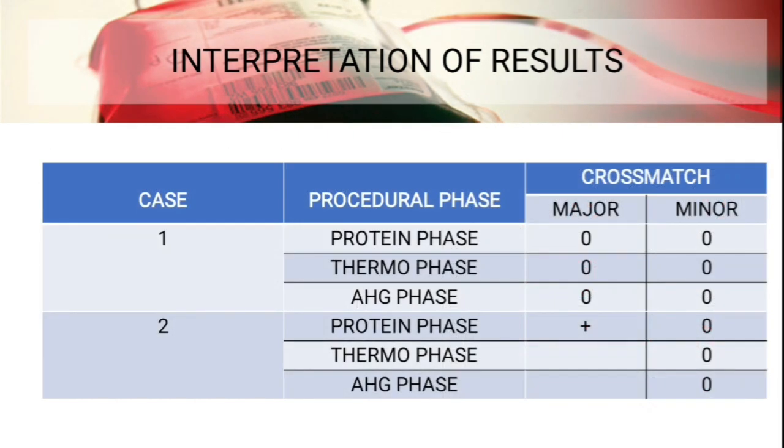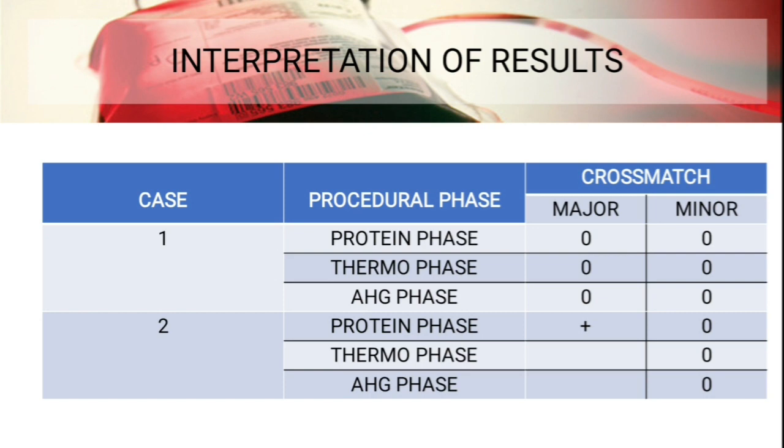So we have various cases here on how to interpret the results from the various phases of the compatibility testing. The first case: in the protein phase, it is negative for both the major and minor cross-match. Therefore, blood is compatible in both major and minor cross-match, and blood is safe for transfusion.